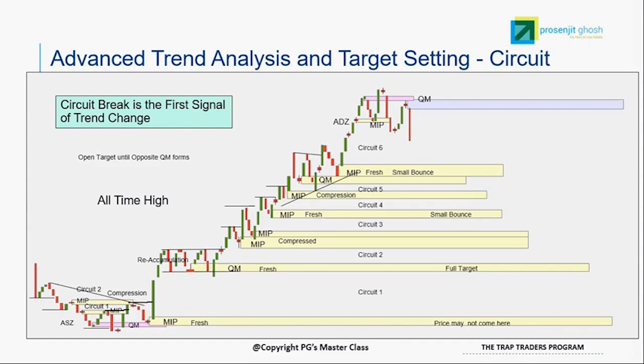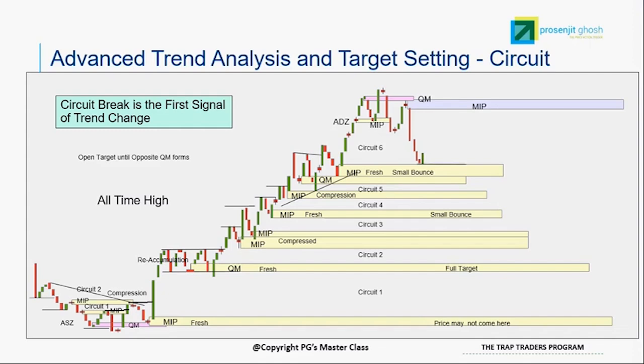So as I said, if there is a QM with accumulation below in a circuit, that is the target, that is the final target. You cannot expect price to go beyond that if there is a fresh QM available in the chart. The MIPs will give small reactions, but the leftover QMs will give huge reactions. So now we know what could be our target for this QM.